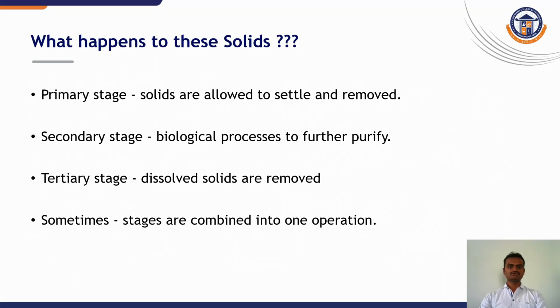So what happens to these solids? Let us understand how these solids are treated in a wastewater treatment plant. In the primary treatment, large and settleable solids are removed through physical processes like screening and sedimentation. In the secondary treatment stage, biological processes are employed to degrade the organic matter using bacteria, and the tertiary treatment focuses on removing dissolved solids and polishing the effluent. In modern systems, some of these steps are combined for efficiency.